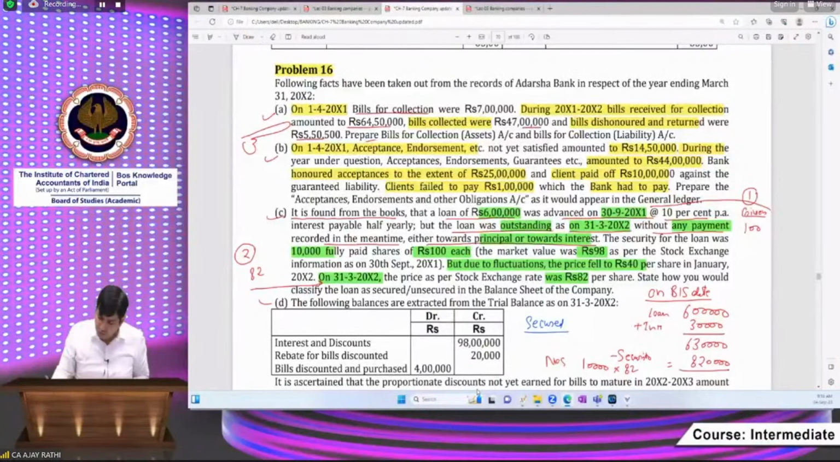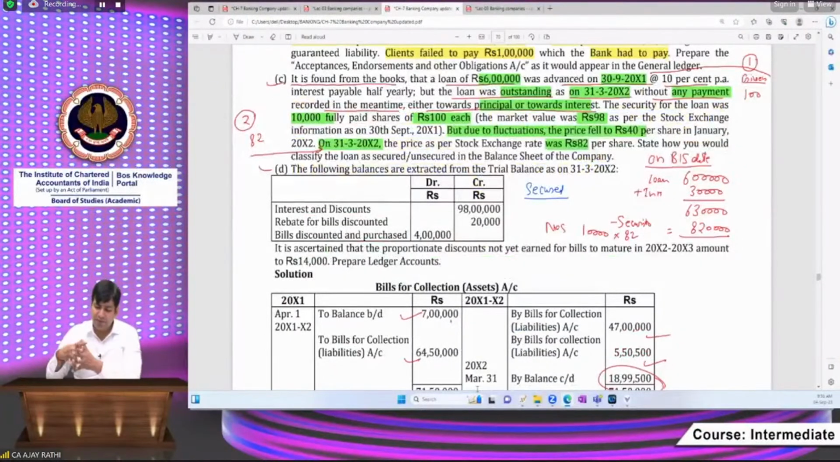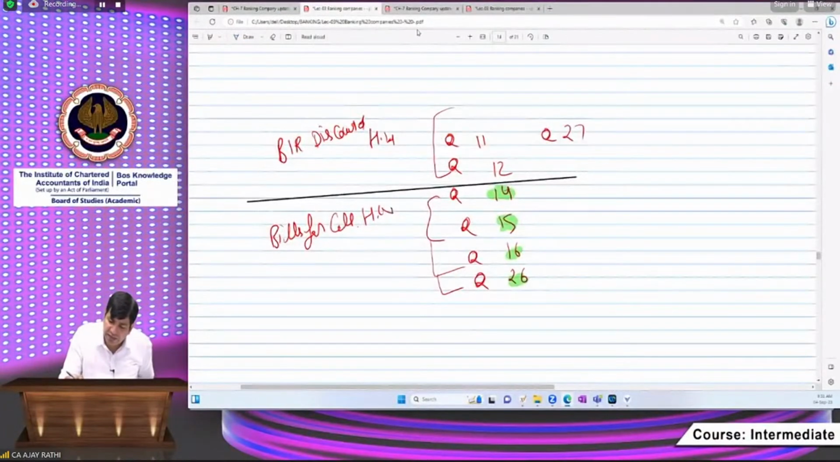Anyways, now coming to the next part. The following balances are extracted from the trial balance, but interest, rebate on bills discounted, etc. has been given. Bills purchased have been given. Can you please tell me? Anyways, let's take this in homework. Beta, this is your homework. Okay. Please solve this question in homework. So can I say that we have practiced?